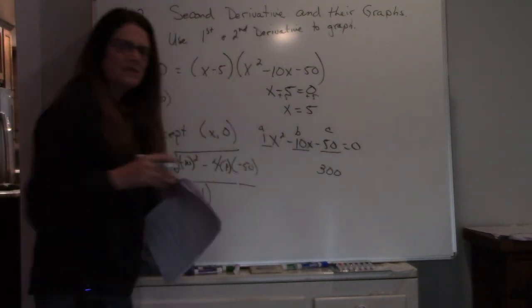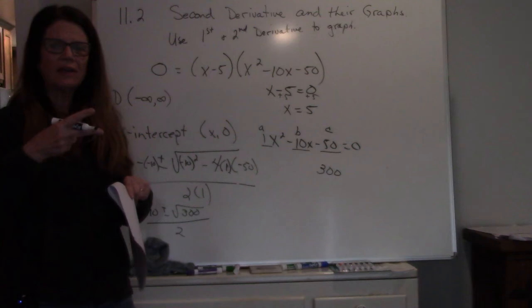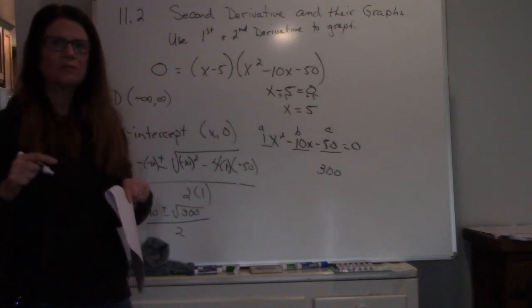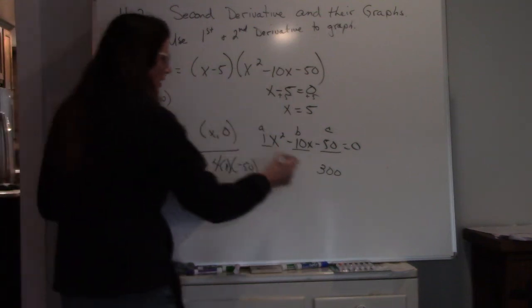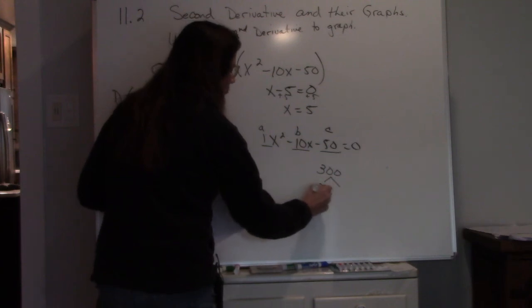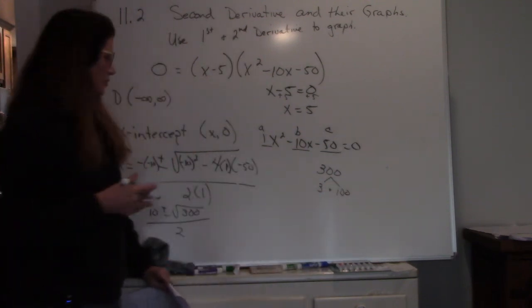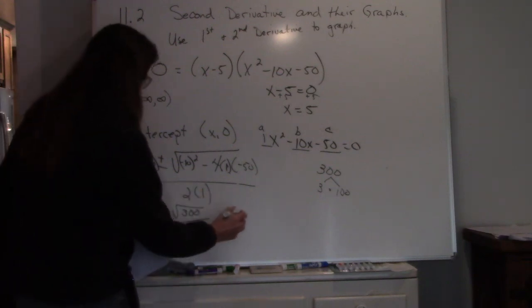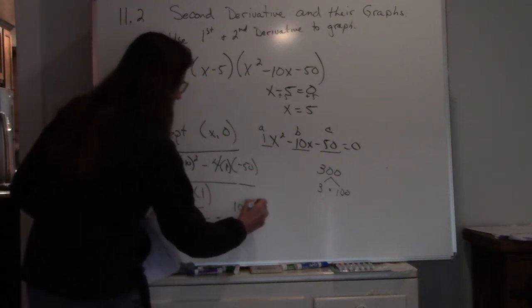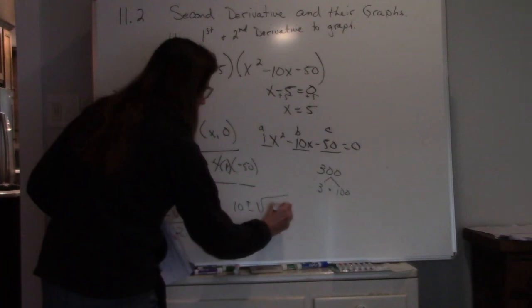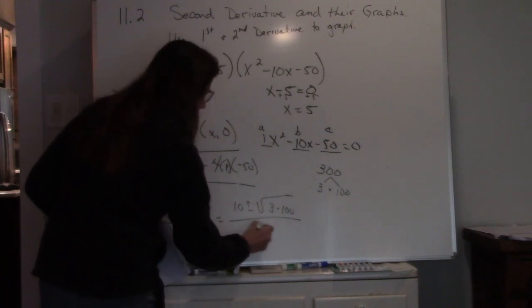I'm going to break this up so that I have two factors. One of the factors is a perfect square. So 300 can be broken up into 3 times 100. 100 is a perfect square. So the reason why I do that is because, let me rewrite it for you. Now I can simplify this.